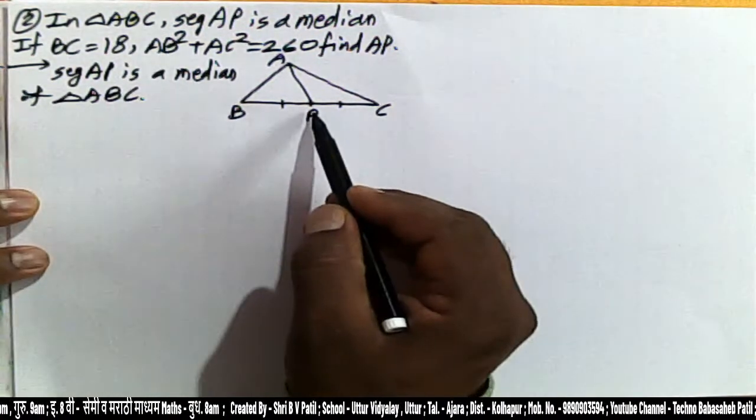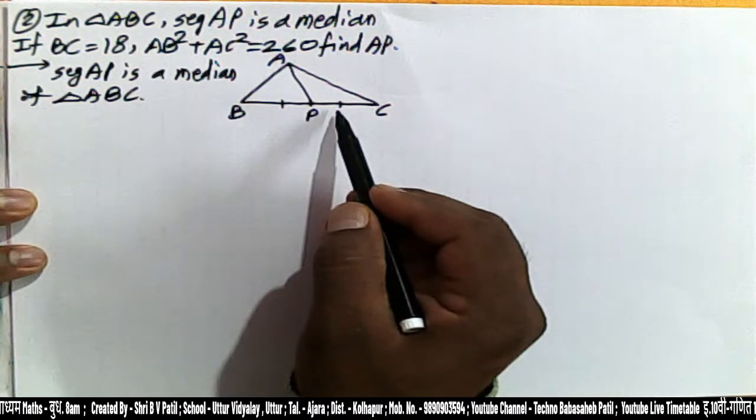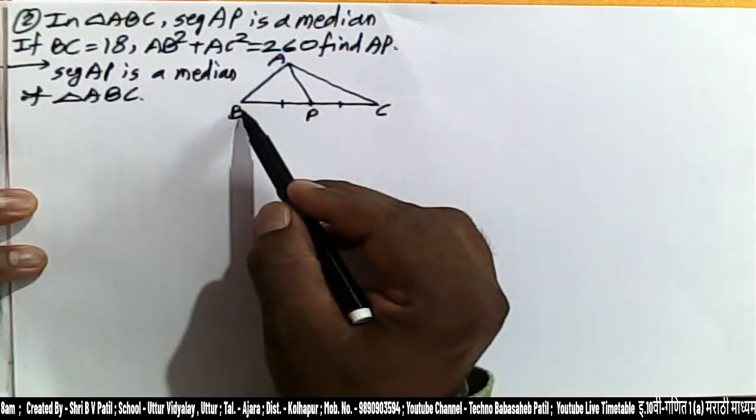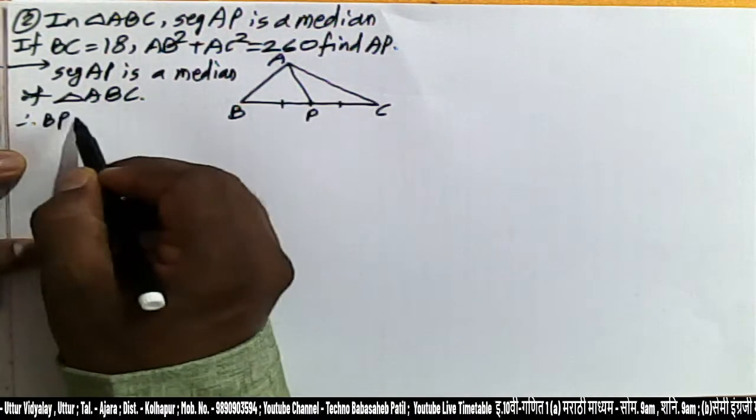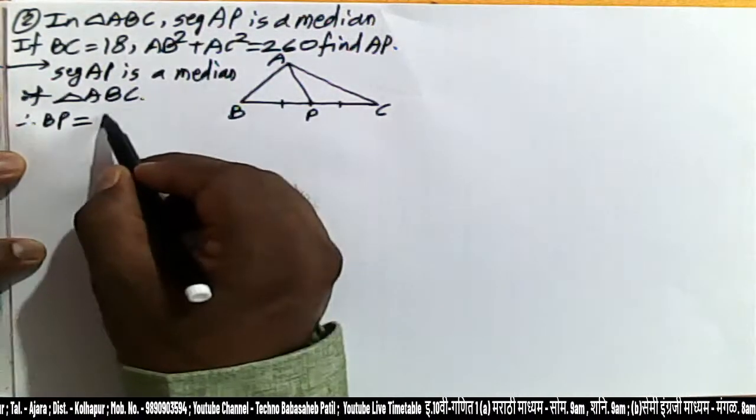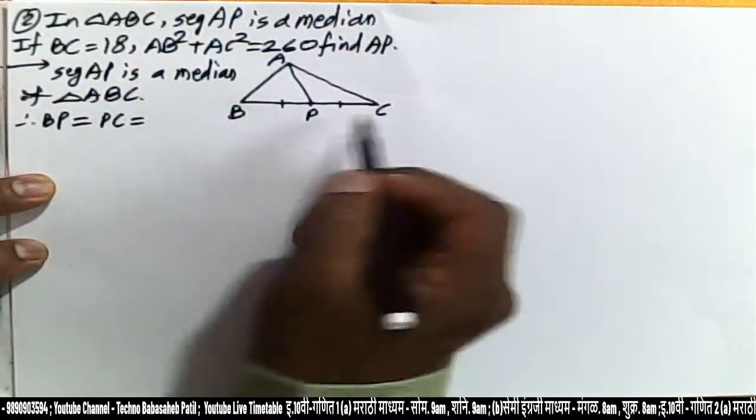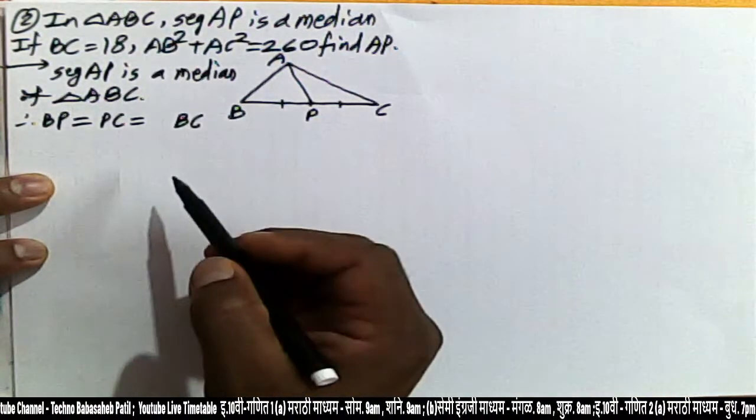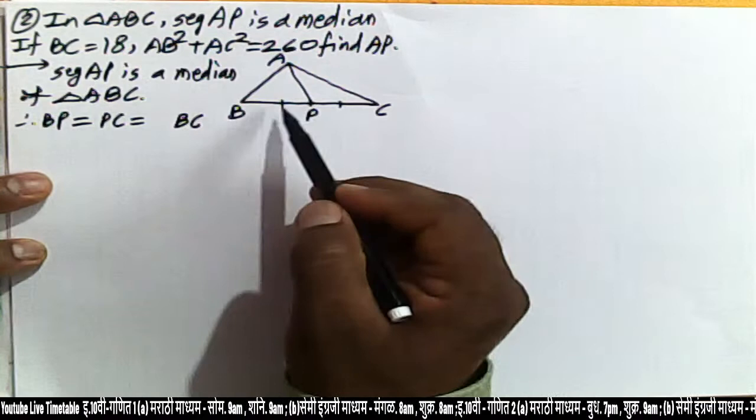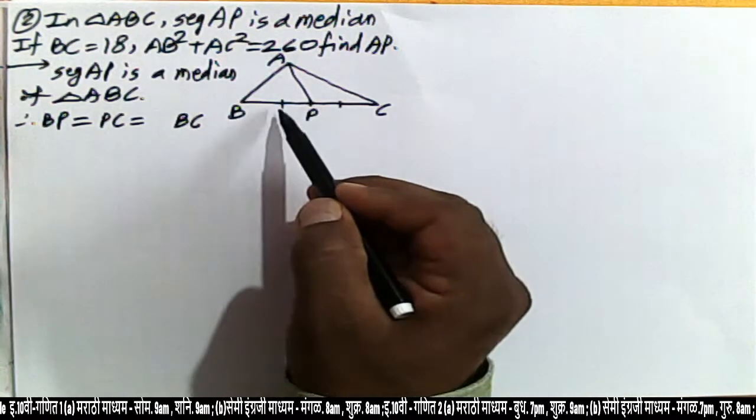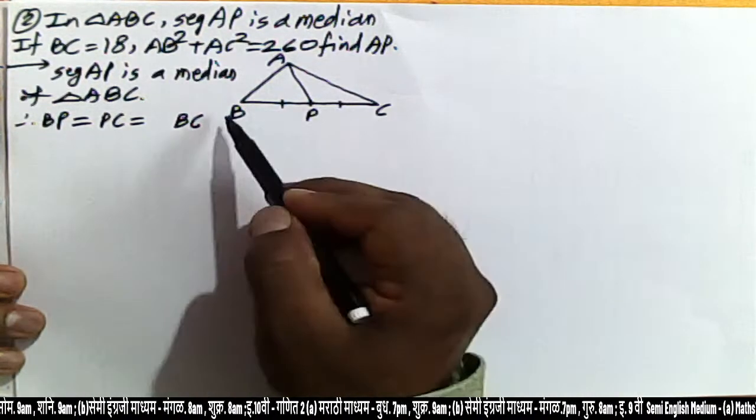Therefore, P is the midpoint, and the two parts are similar. That is, these two parts are equal. Therefore, BP is equal to PC. These two parts are how many times the big part?